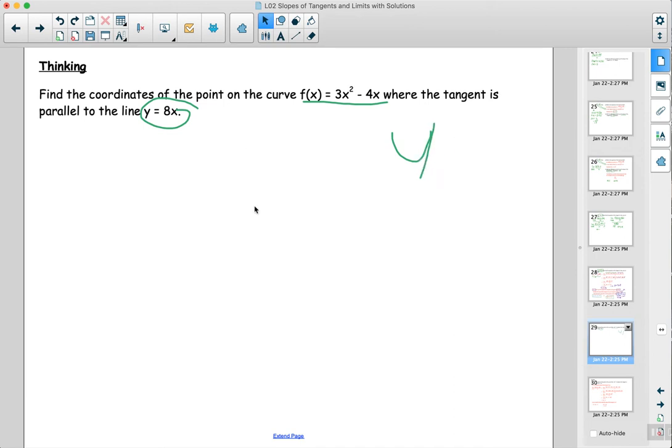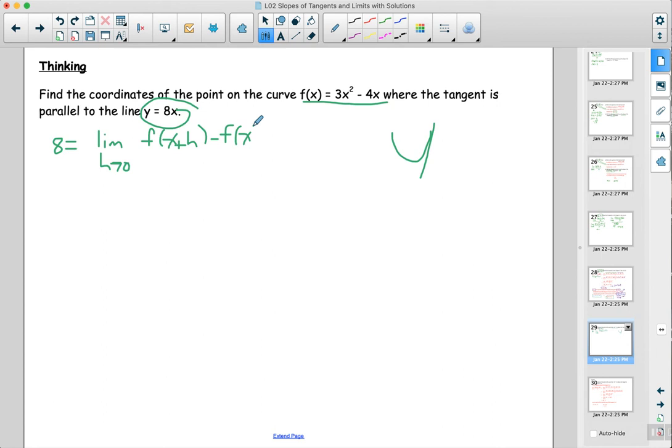So what we're actually trying to find is where the slope of the tangent would be 8. So I'm going to suggest we set this up the same way we did before. If I want to find the slope, really I want to know where the slope of the tangent is 8. So I'm going to be doing the limit as h goes to 0. Now in this particular case, because we have no idea where that's going to occur, we do have to work the general case, f at x plus h minus f at x, all divided by h.